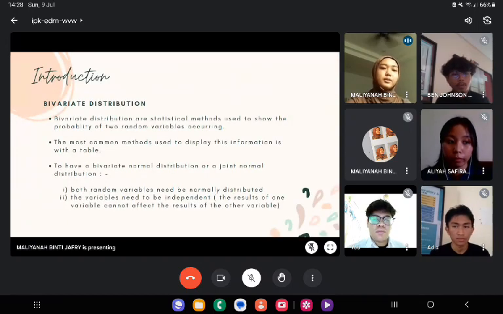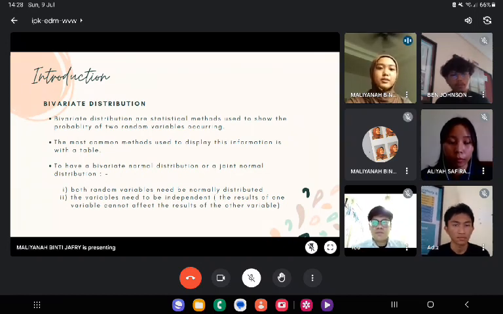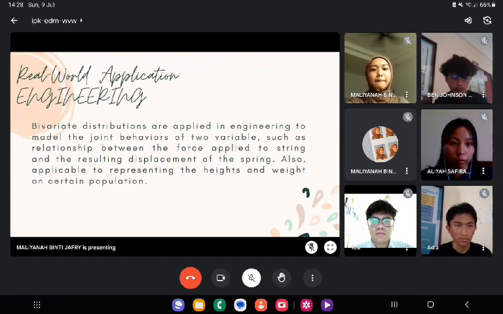So what is bivariate distribution? Bivariate distributions are statistical methods used to show the probability of two random variables occurring. The most common method used to display this information is with a table. To have a bivariate normal distribution or a joint normal distribution, both random variables need to be normally distributed and the variables need to be independent. The results of one variable cannot affect the results of the other variable. I will pass to the next presenter.